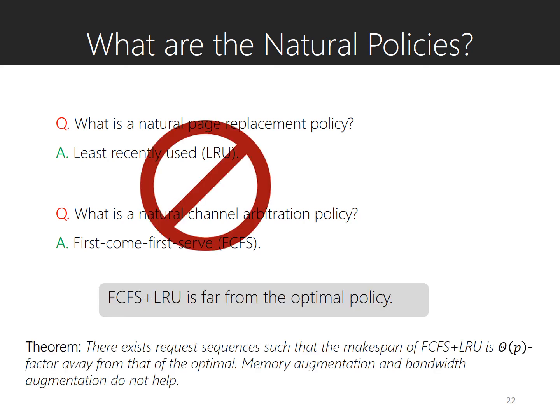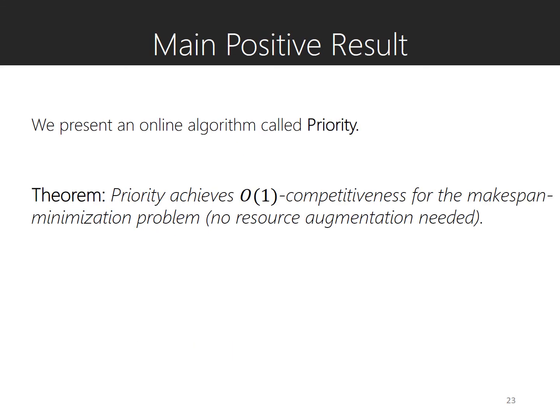We show that the performance of FCFS plus LRU is far from the optimal policy. In particular, we show that there exist request sequences such that the makespan of this policy is a theta p factor away from the optimal one. And memory augmentation and bandwidth augmentation do not help here. We present an online algorithm called priority, and this is our main result, that priority achieves a constant competitiveness for the makespan minimization problem, and no resource augmentation is needed.